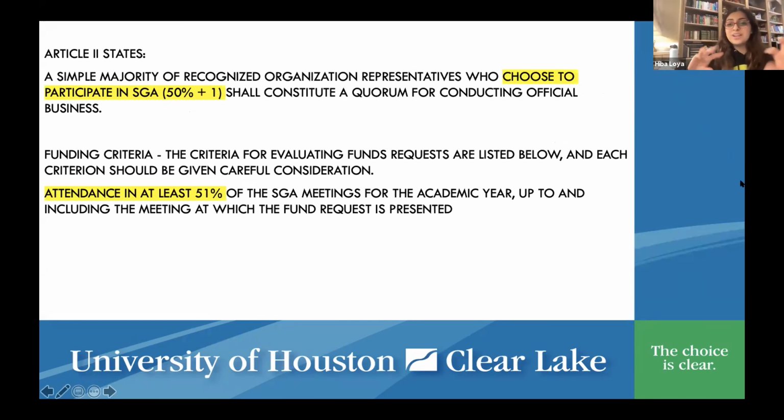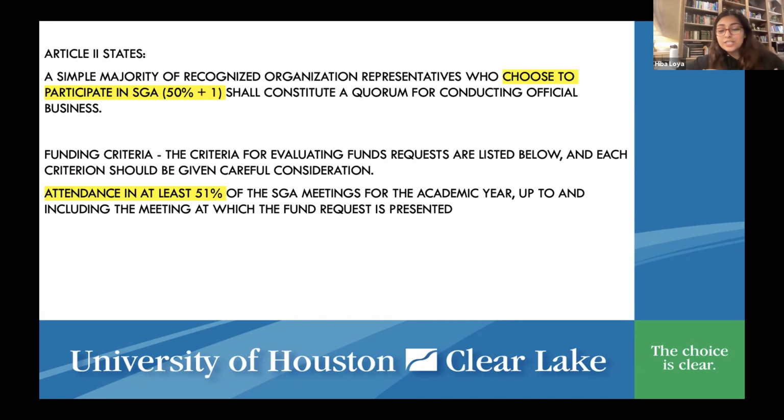You don't have to read all of it. I'm going to try to explain it in a simple way. We'll see how it goes. So, Article 2 in the Constitution that talks about quorum defines it as a simple majority of recognized organization representatives who choose to participate shall constitute a quorum for conducting official business, right?